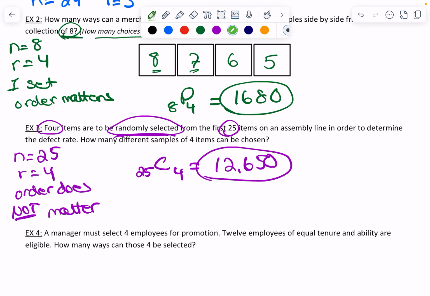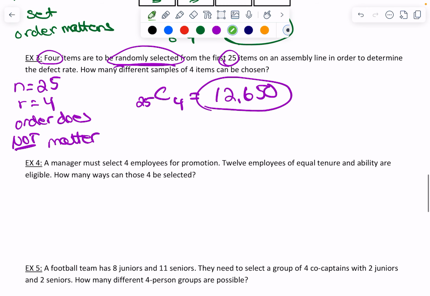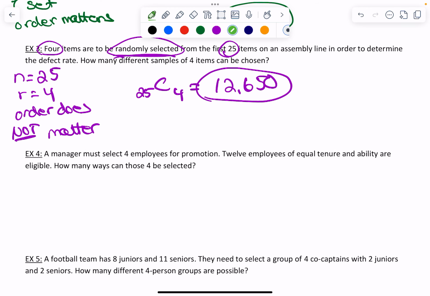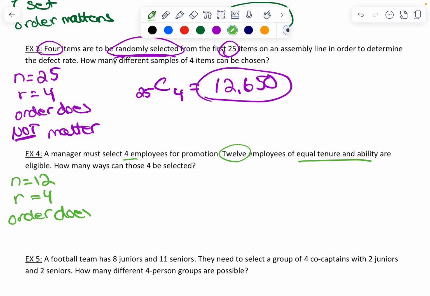Okay, next one is a manager must select 4 employees for a promotion. 12 employees of equal tenure and ability are eligible. So we have 12 and 4 is chosen. Now, since they all are equal, the order does not matter. So that means that we are using the combination, and we get 495.